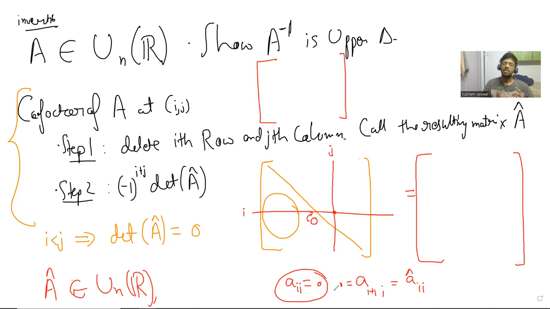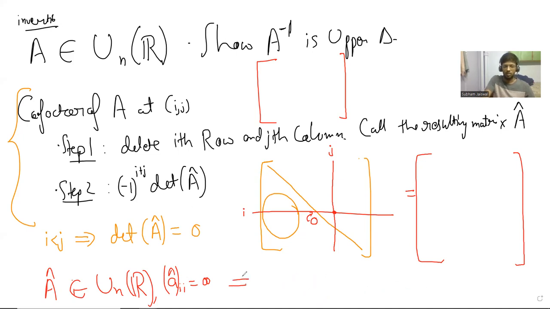Now, why is the determinant zero? Fine, we understand that AII of A cap is equal to zero for some I. Okay, that's fine. So why does this imply that the determinant is zero? That also we need to prove. But we will assume that for the time being, and you should try to prove it for homework.